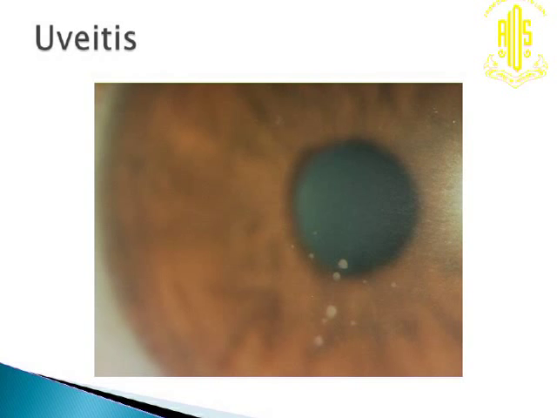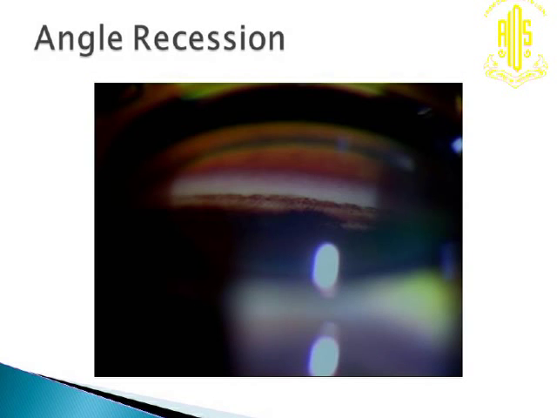Uveitis, the patient might have a frequent attack of uveitis. They may have a normal disc and the normal field. You have to be very, very careful to see with high magnification whether the patient has cells and flare and keratic precipitates, and try to rule out the Posner-Schlossman syndrome or the Fuchs heterochromic iridocyclitis. And if they have these, then treat them accordingly.